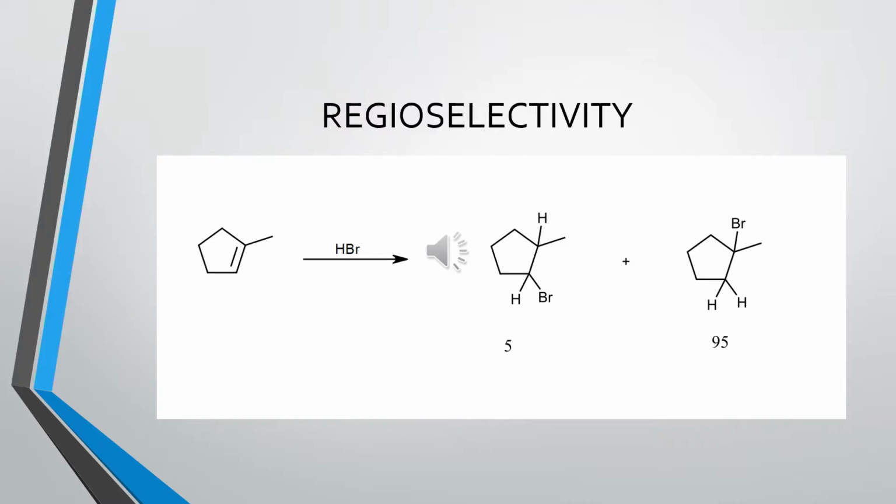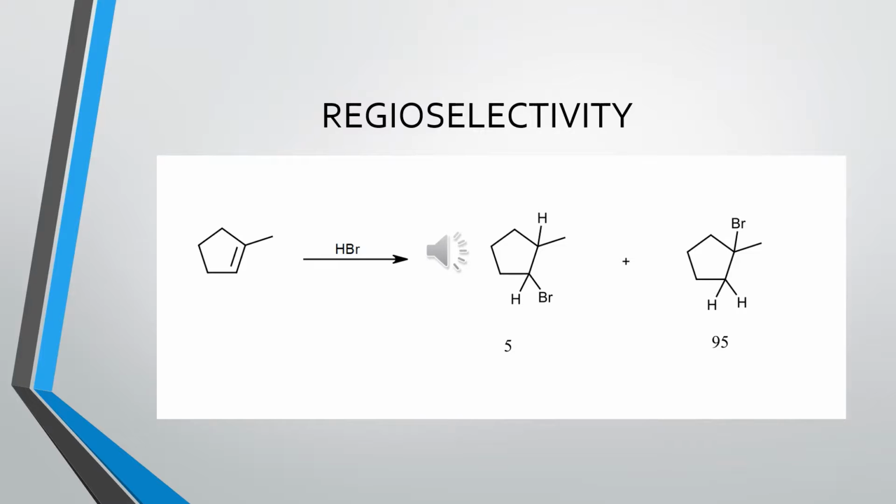In regioselectivity, here's an example, and we're generally talking about stereoisomeric products. This is the addition of HBr to an alkene, a very important reaction for alkenes. And you can see that we can add HBr in one of two ways. We can add HBr so that the hydrogen goes to the alkene carbon bearing the methyl. That's the first product. Or we can add HBr where the hydrogen goes to the other alkene carbon.